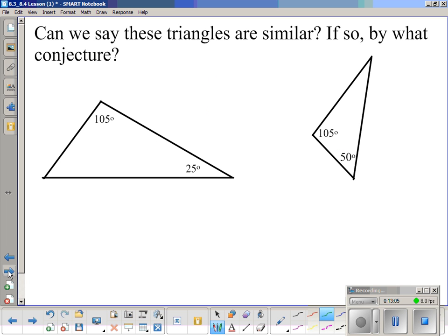All right, let's look at these. Are these ones similar? Take a second, pause the video, and see if you can figure it out. And I hope you came to the conclusion that yes, by angle-angle, they are similar. The key is we have the 105 being congruent. Notice we have a 50 here, and we're missing that angle over in this triangle. So I could do 105 plus 25, get 135. I'm going to subtract that from 180.